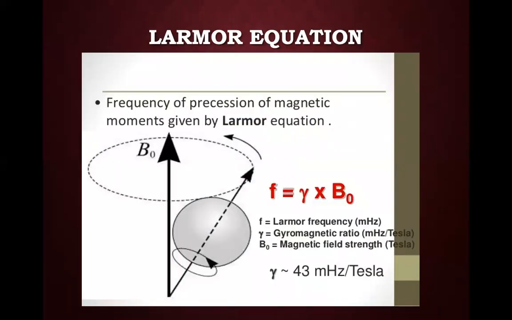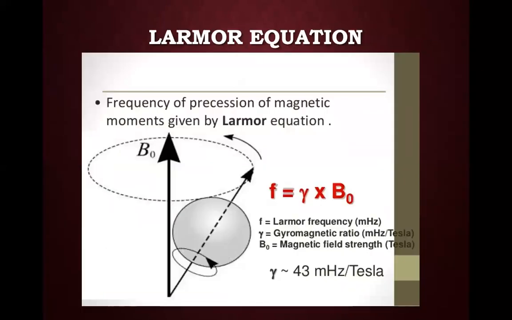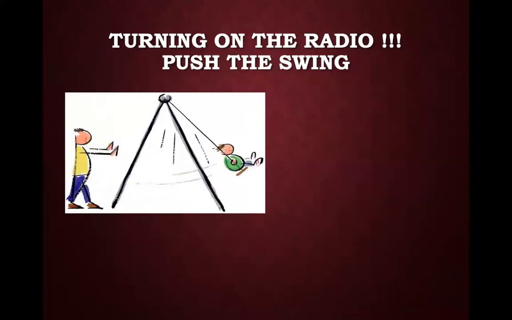Please, you don't have to bother about this, and throughout my lecture I'll be telling you what to concentrate on and what not to. This is a slide which you don't have to concentrate on, but just know that there is something called the Larmor equation, which is necessary for different types of MRI sequences, especially MRS. Know that there is something called Lenz's law and the Larmor equation. Just know the names.